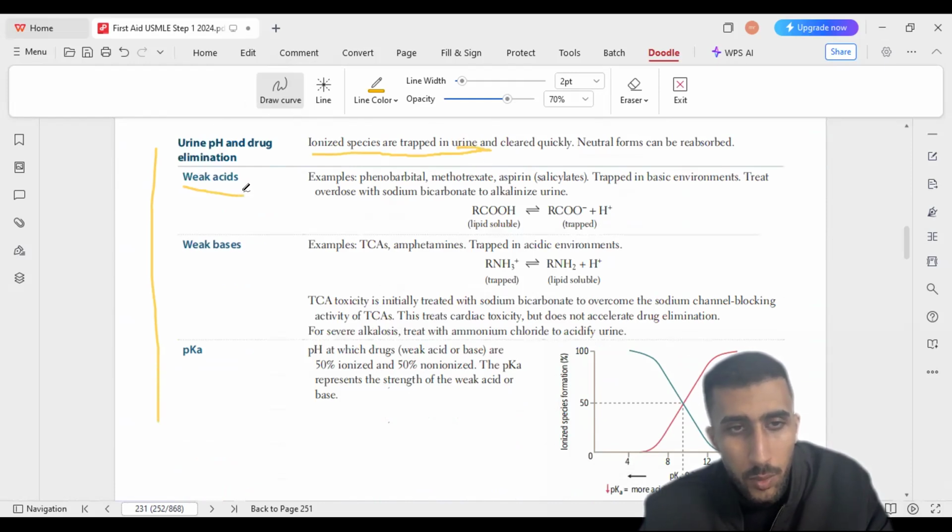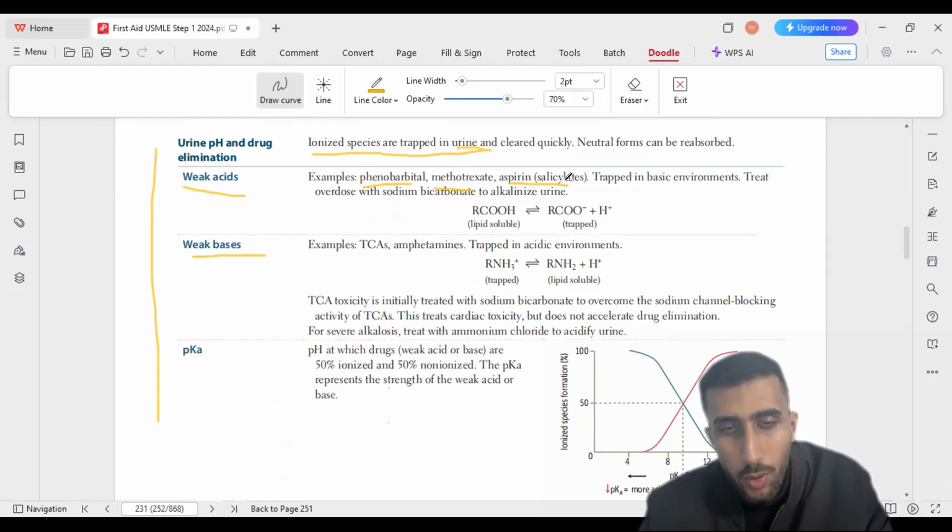So you have weak acids and weak bases. For example, weak acids like phenobarbital, an anticonvulsant, methotrexate, a chemotherapeutic agent, and aspirin, salicylate, these are all weak acids, and they are trapped in a basic environment. Remember, the ionized species are trapped in urine and cleared quickly. So they are acids trapped in basic environments, very logical.